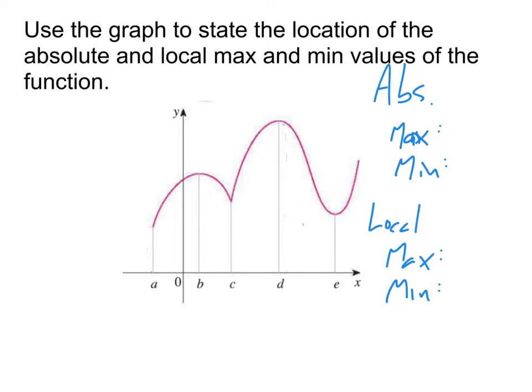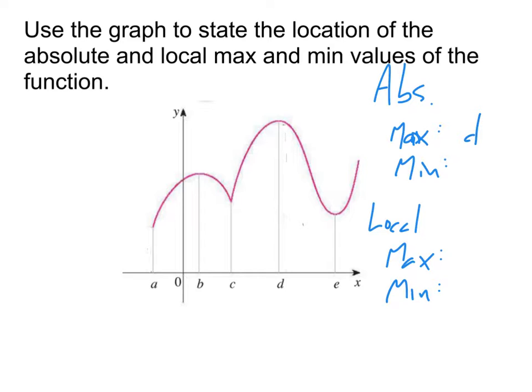Yep, looks like it's happening right here. So yes, that is D there. So the absolute maximum for this graph is at D, because I'm just looking at my graph and looking to see what's the highest point it ever reaches, and that's just the highest it ever goes. All right, what about the absolute minimum? Where's the absolute minimum?